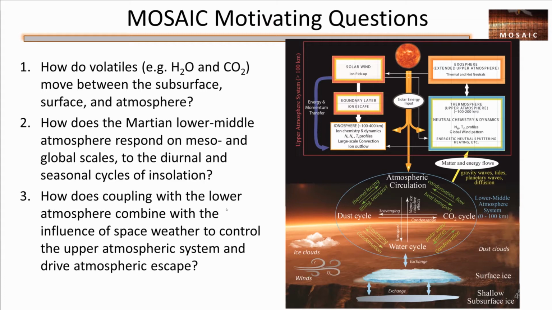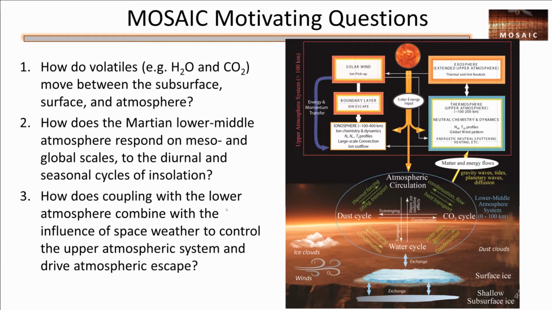Second, we don't understand how the lower and middle atmosphere responds either on mesoscales or on global scales diurnally, and how that diurnal cycle changes with season due to changing insolation from the sun because of Mars's elliptical orbit and axial tilt. And in particular, we've observed neither the diurnal cycle nor directly measured wind except from a small handful of surface locations.